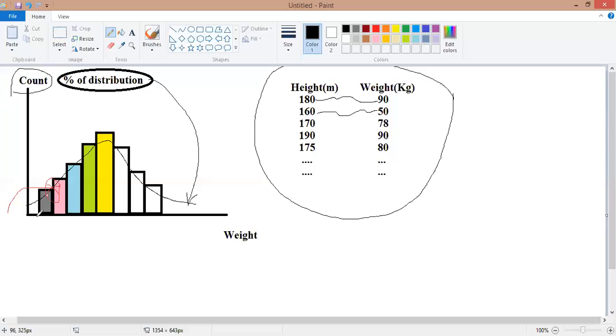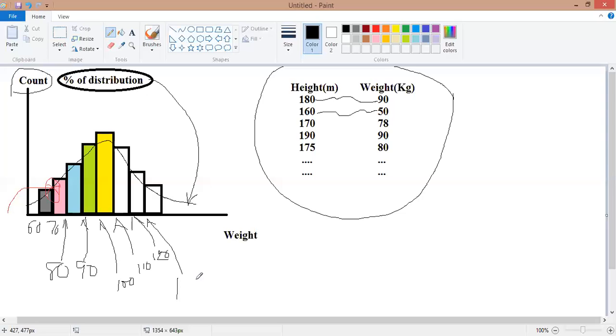What are these particular intervals? Say this is 60, say this is 70, then 80, then 90, 100, 110, 120. And in this way we'll get 130, 140, etc.